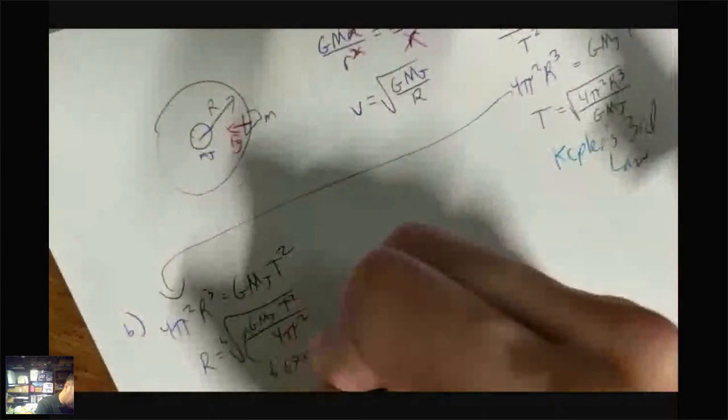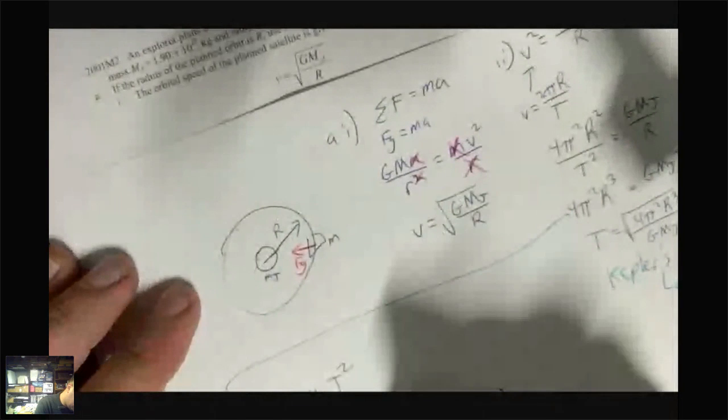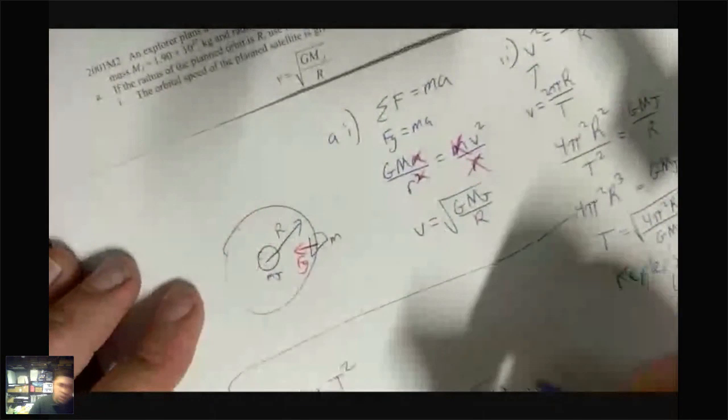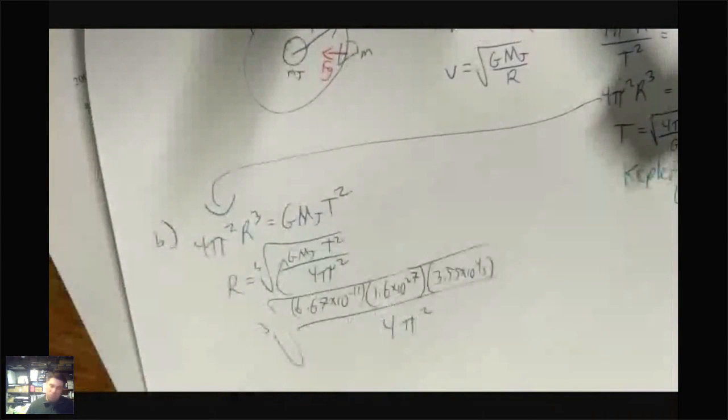G comes off your reference tables. G is 6.67 times 10 to the negative 11th. The mass of Jupiter was 1.9 times 10 to the 27th. The period is 3.55 times 10 to the 4th. All over 4 pi squared. And then take a cube root of that. I really hope we have a calculator for that, because doing that by hand will not be enjoyable at all.